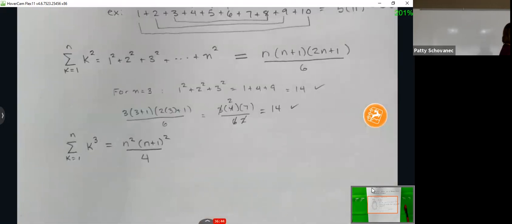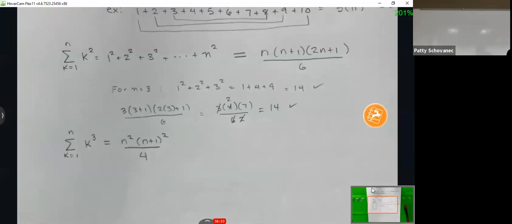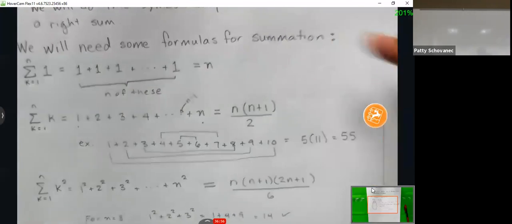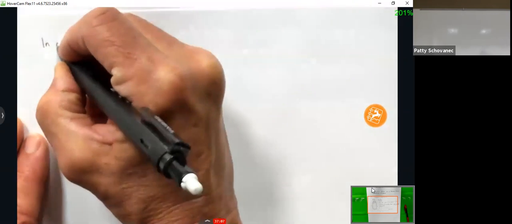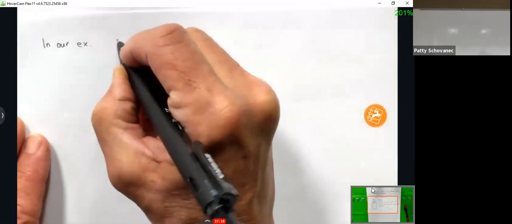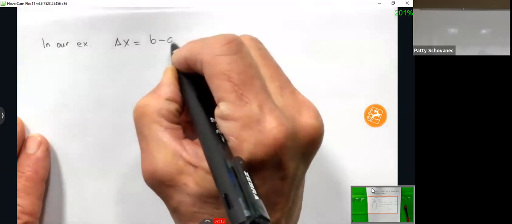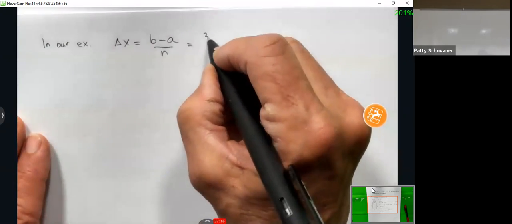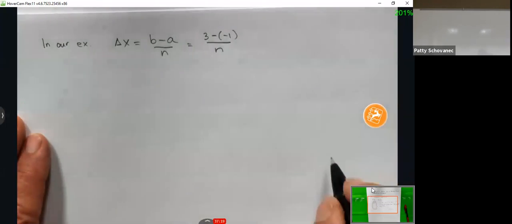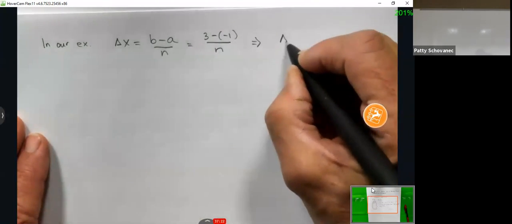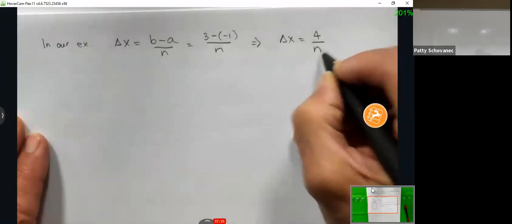All right, so here comes the Riemann sum, the product of some heights with widths. So let me scoot this over, and I'm going to pull it back up here in a second. So back to our example. In our example, our delta x, which in general is b minus a over n, is going to be 3 minus a negative 1 over n. So delta x is 4 divided by n.